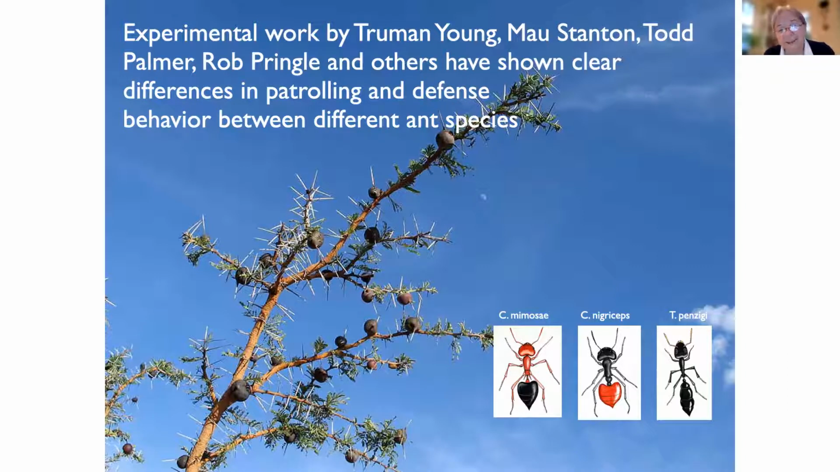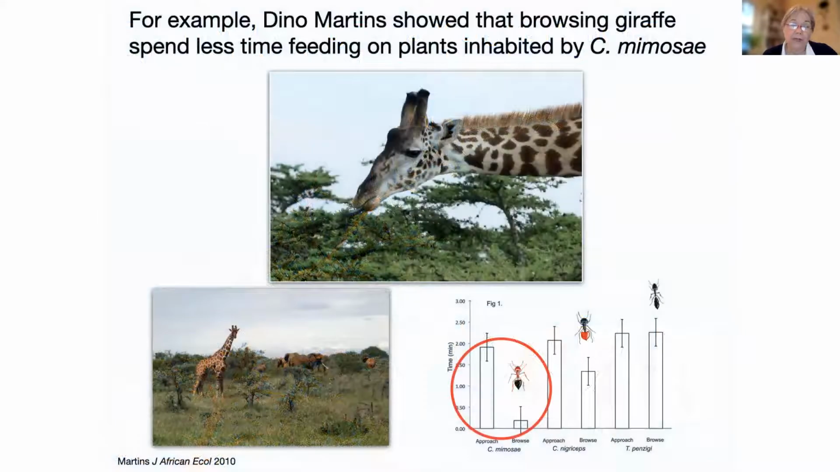So we stood on the shoulders of giants by starting to study this system, and this has been very helpful in asking questions. When Dino started his thesis, he was interested in looking at how effective the ants were against large grazers like giraffe and rhino and so on. And as you can see in this very simple but telling graph, these giraffe will approach trees containing all 3 ants equally, but they stay away from the tree containing Crematogaster mimosae, which is the most bellicose ant.